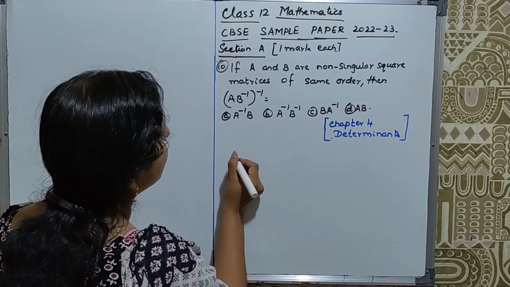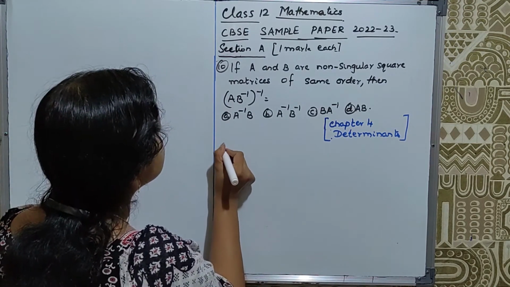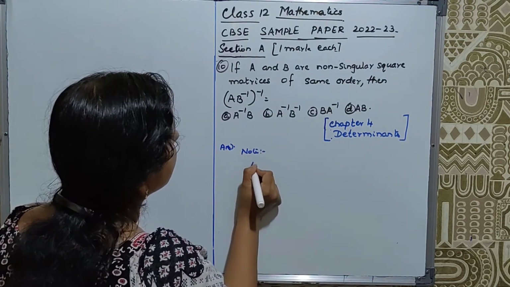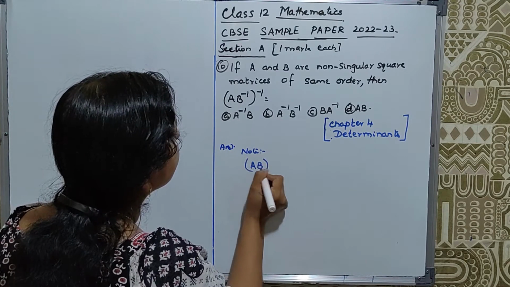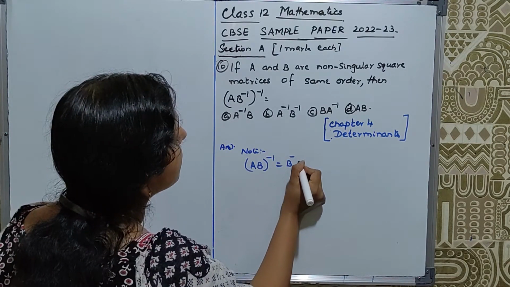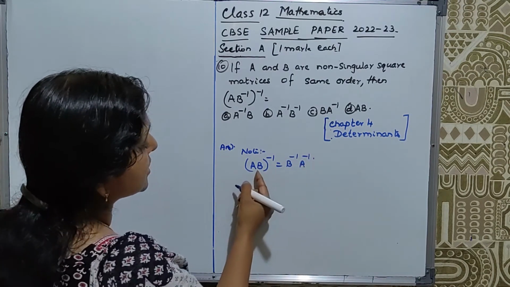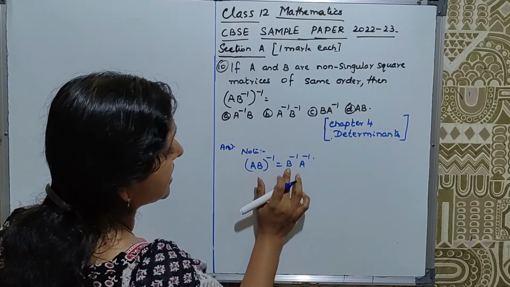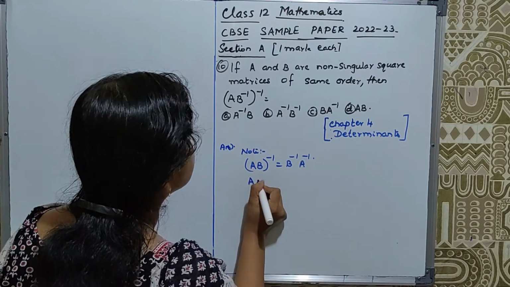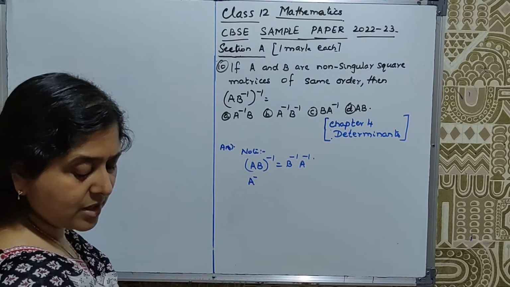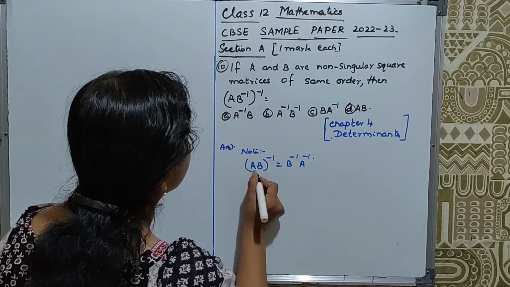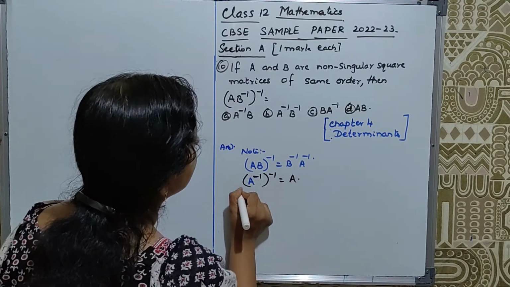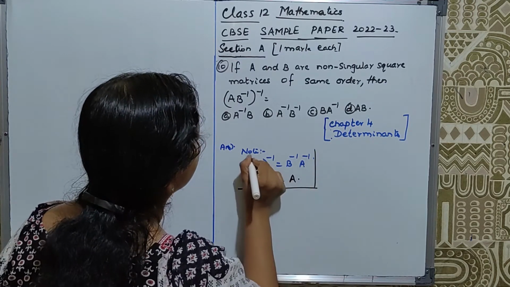So, the property is (AB) inverse. I'll give you the answer part first. (AB) inverse is B inverse A inverse. Reverse it: (AB) inverse is B inverse, and the second one we write first, A inverse. One more property is (A inverse) inverse, which is A itself. These are the two properties which you have to remember.